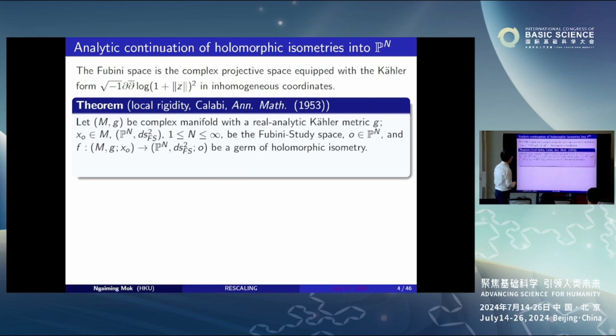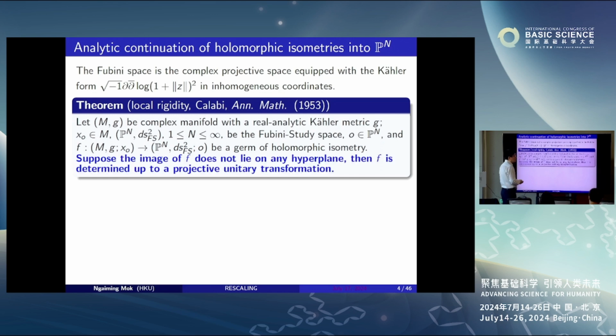Then in the same paper, there is the work of Calabi, which says that when you have a holomorphic isometric embedding of a germ of holomorphic function of a Kähler manifold with real analytic metric into projective space, then it is possible to analytically continue it, provided that the image does not lie on any hyperplane. And provided that f does not lie on any hyperplane, then f is uniquely determined up to a projective unitary transformation.